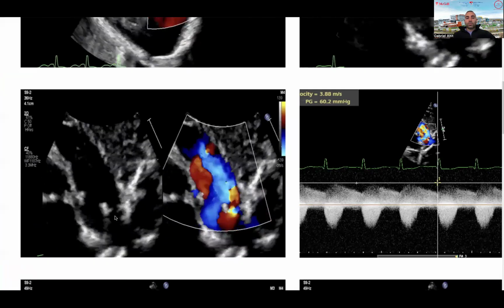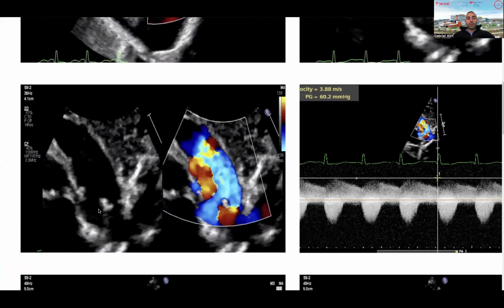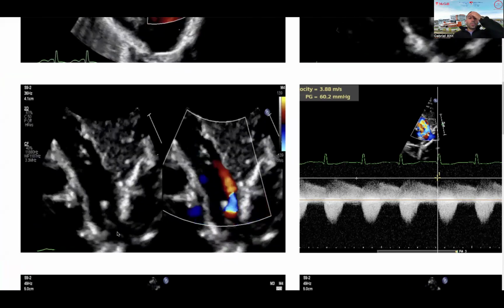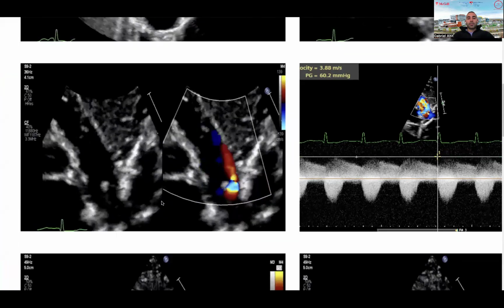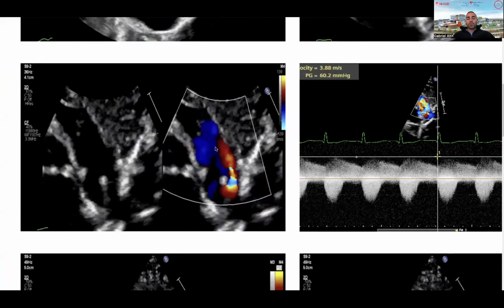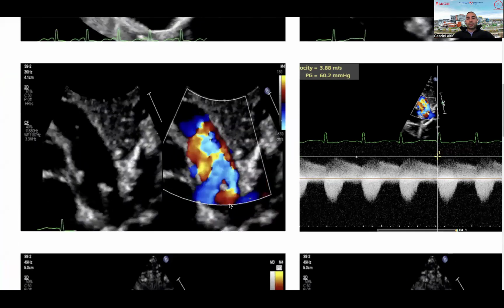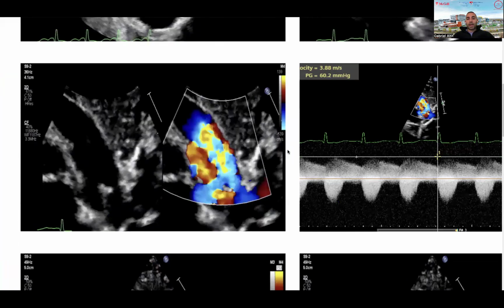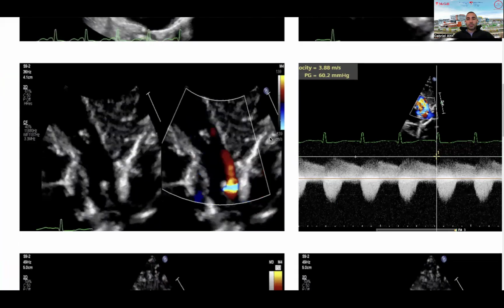So really, this is inferior to the diameter of the LPA. So we would probably call this ductus relatively small in this context. And it is left to right in the sense that it's red and it's going towards the probe, again, at very high velocity in terms of Nyquist.